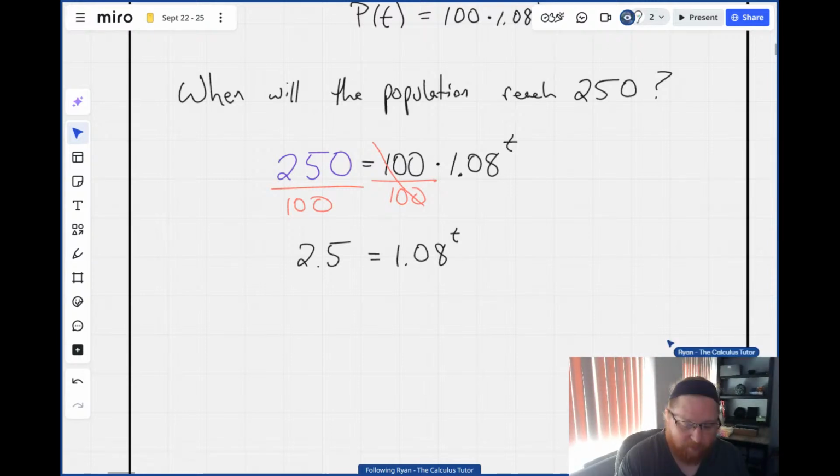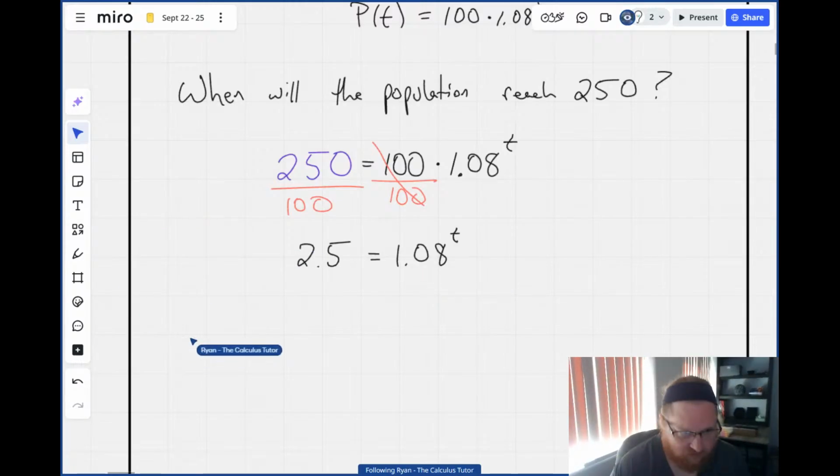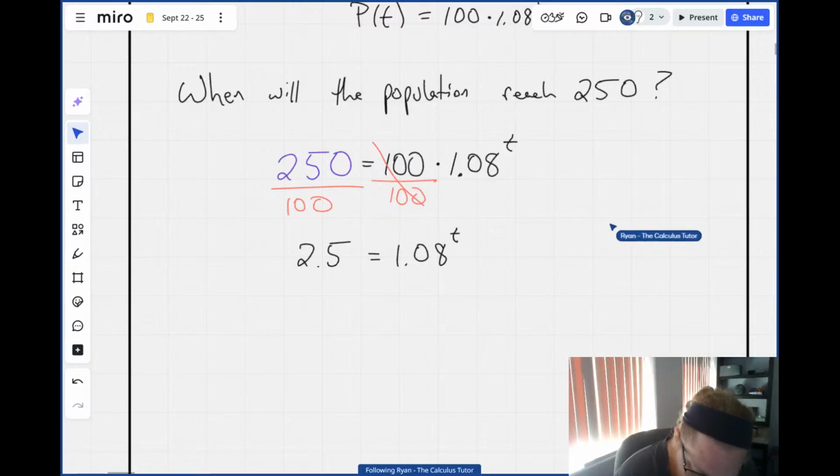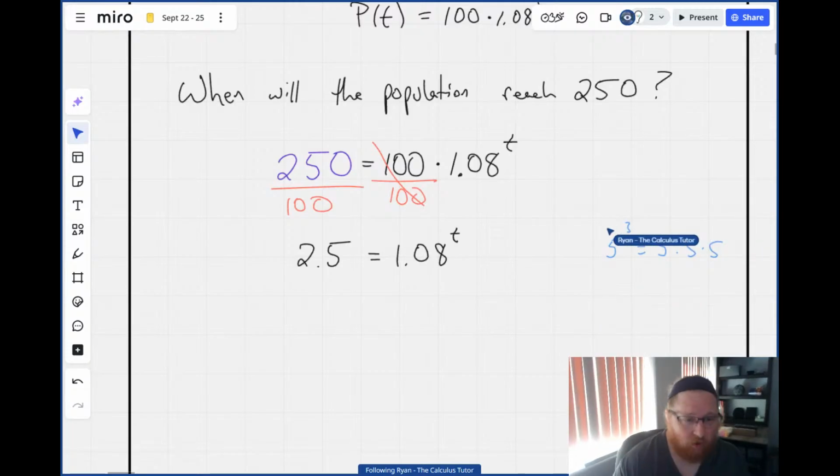This is 1.08 raised to the t. Let's remind ourselves what an exponent actually means, right? So like if we had some number like 5 raised to the third power, that means 5 times 5 times 5. Exponents don't have to be whole numbers or positive numbers.